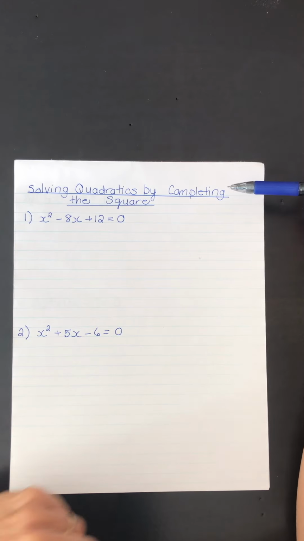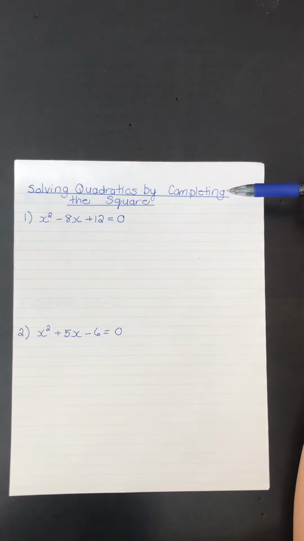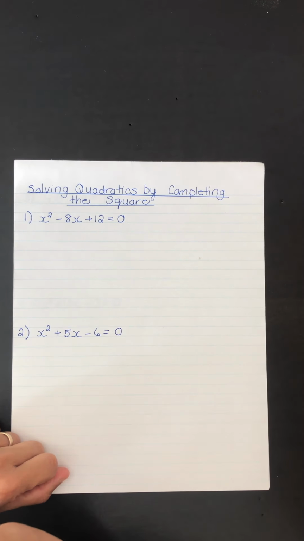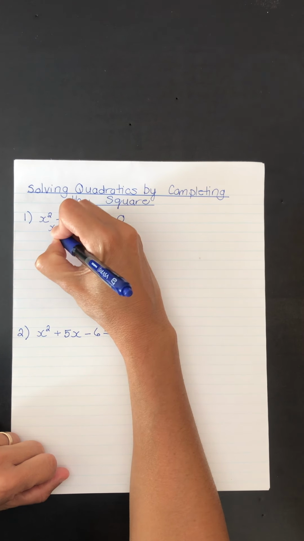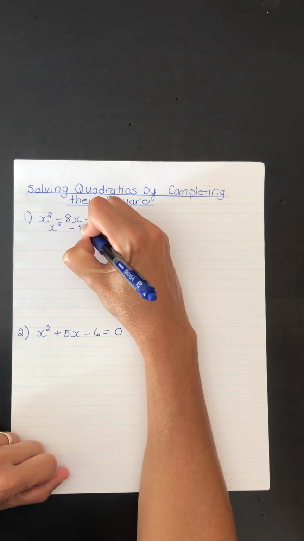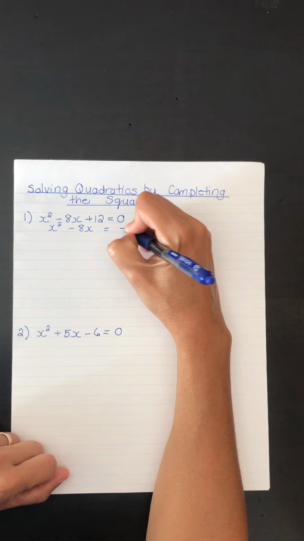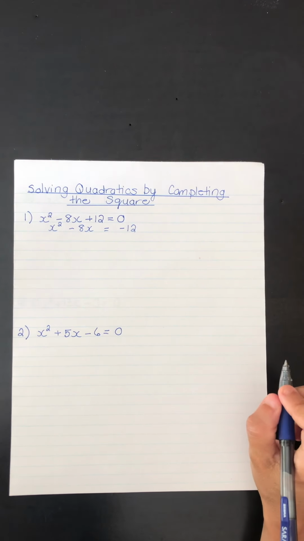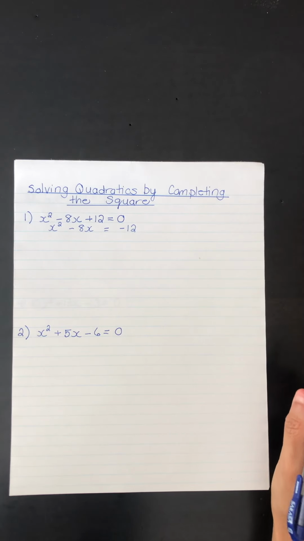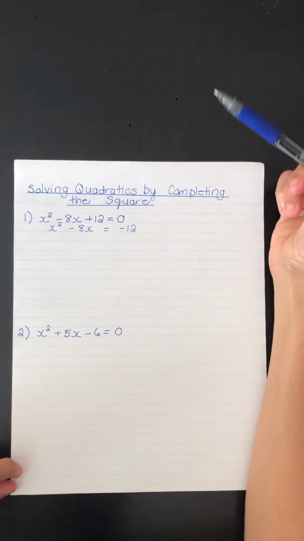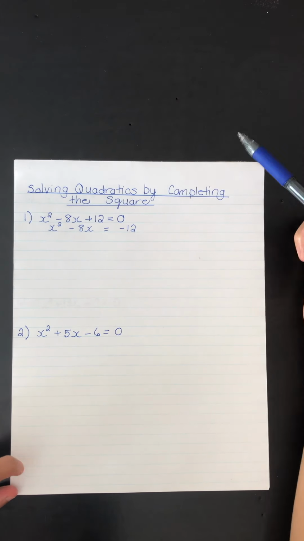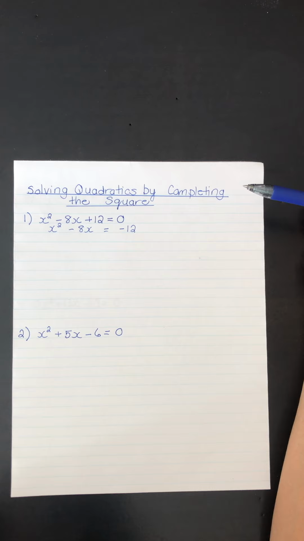So let's get started. What we want to do when we use completion of the square is first move the constant to the other side of the equation. So when we do that, in this first example, we will have negative 12 on the right side of the equation. The next thing we do is we confirm that the leading coefficient is 1. So we have 1x squared as required for this method.